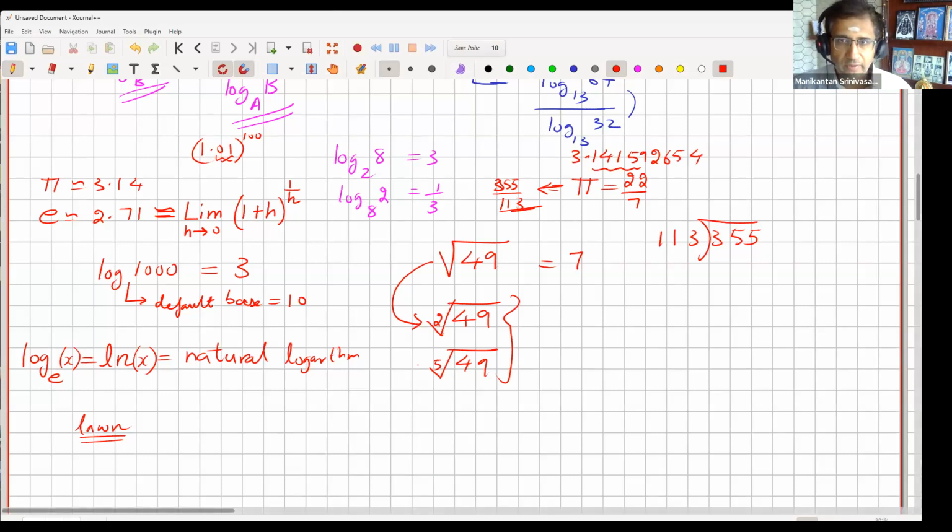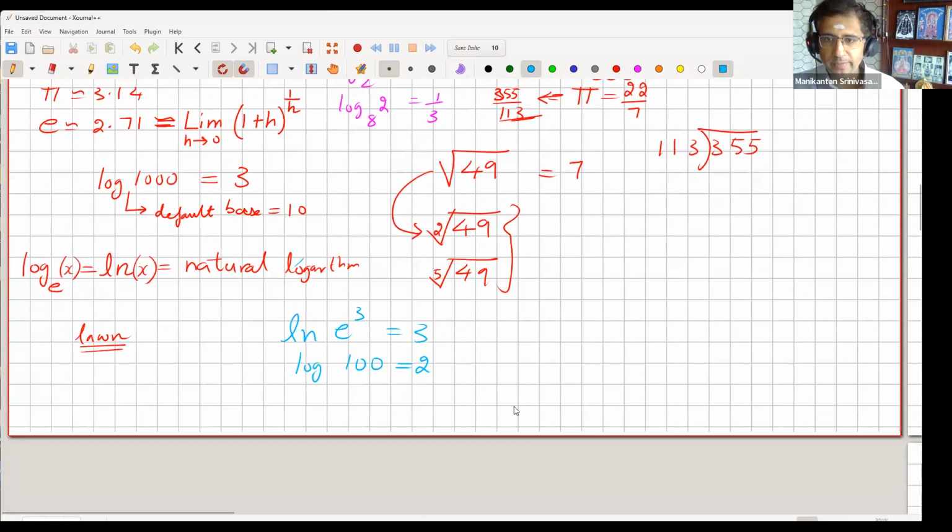Okay, so where were we? We were in the natural logarithm, ln. So ln of e cubed is 3, just like log of 100 was 2, because ln is to base e. In some later textbooks, you will see that the default for logarithm itself is e. As you go to college, by definition, log without any base is e. But for now, it's going to be 10.